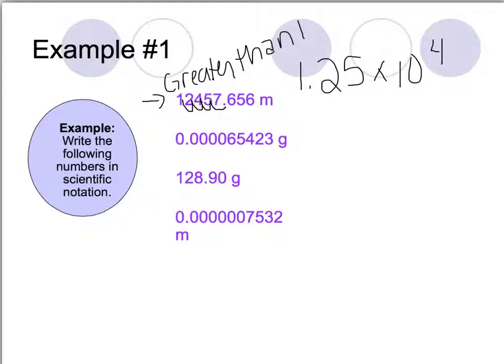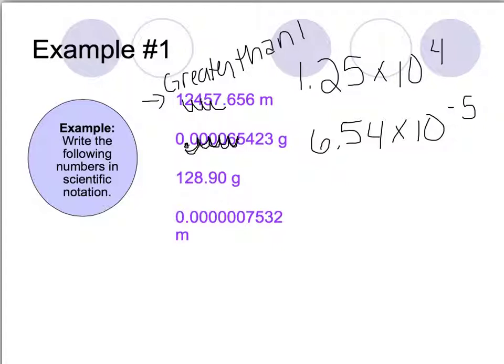We do the same thing for the second one. We take our decimal and we're going to move it over until we get to 1 digit. And keep moving. Oh, there it is, 6. So we'd write 6.54 times 10. Then how many did we actually move it? 1, 2, 3, 4, 5. So we're going to say to the negative 5th power because this number is way less than 1.